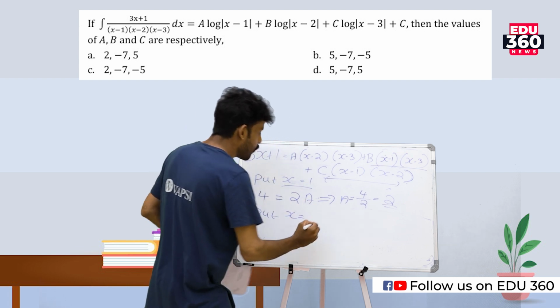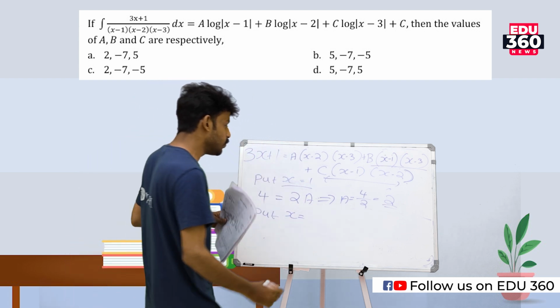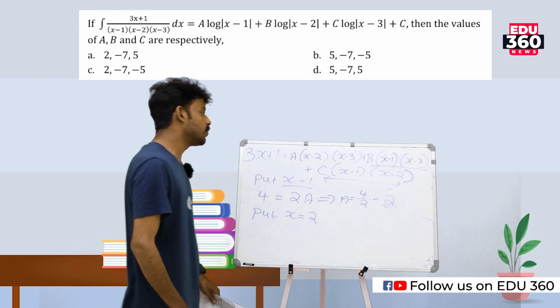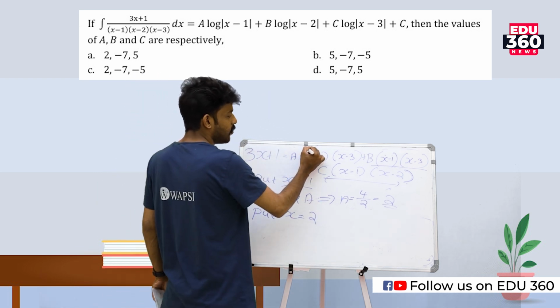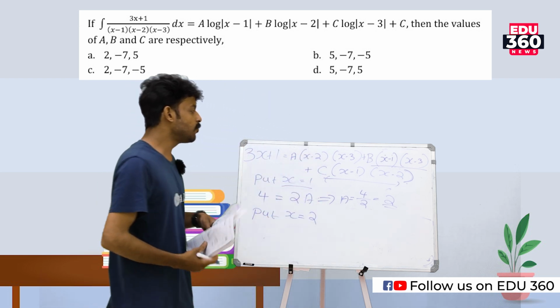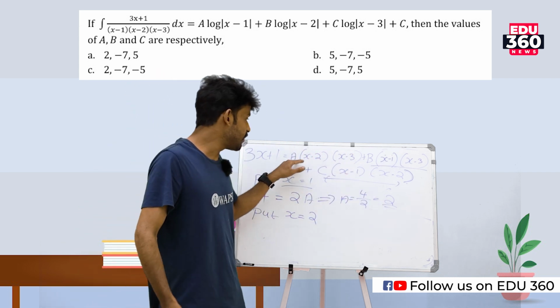So on the next step, I'm going to substitute x is equal to 2. While we are substituting x is equal to 2, look at here, this term, A into 2 minus 2. 2 minus 2 means 0. So this term will become 0.